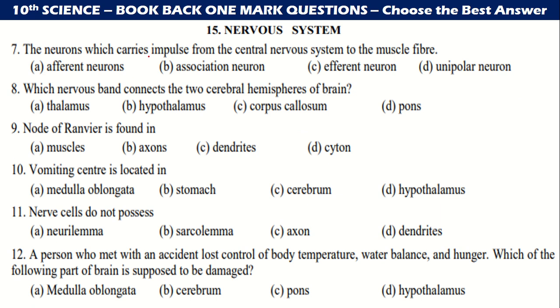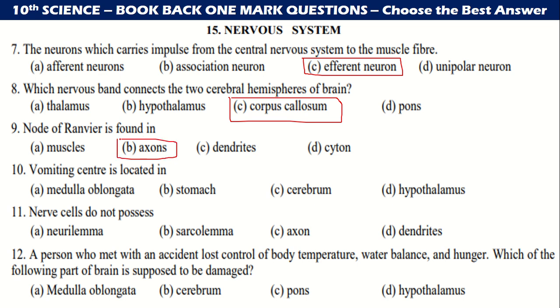The neurons which carry impulse from the central nervous system to the muscle fiber, that is efferent neuron. So that is the efferent neuron. Then, which nervous band connects the two cerebral hemispheres of the brain? Eighth question: Corpus callosum.